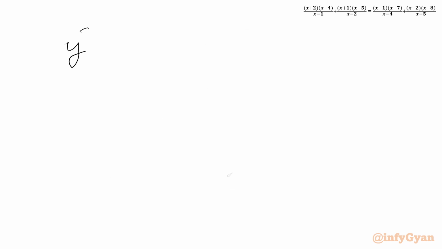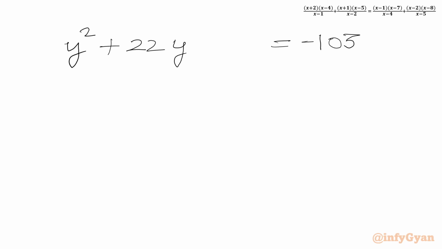Y square plus 22y equal to minus 103. Now the coefficient of y is 22. Half of 22 is 11. Square of 11 is 121. So we'll be adding 121 to both the sides.